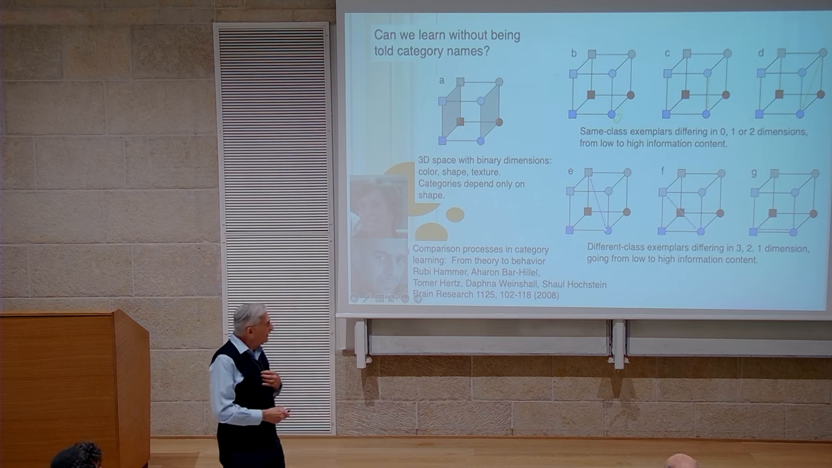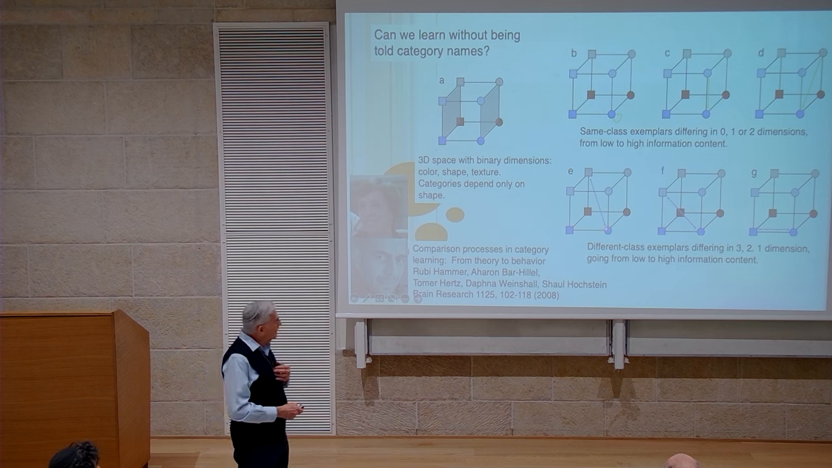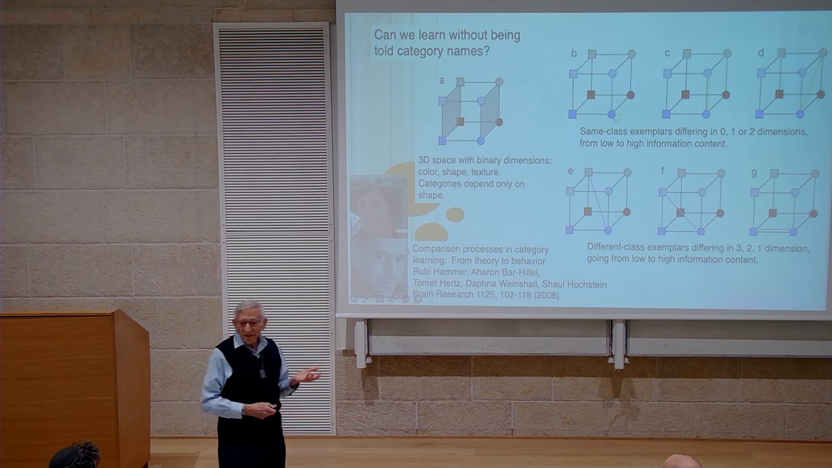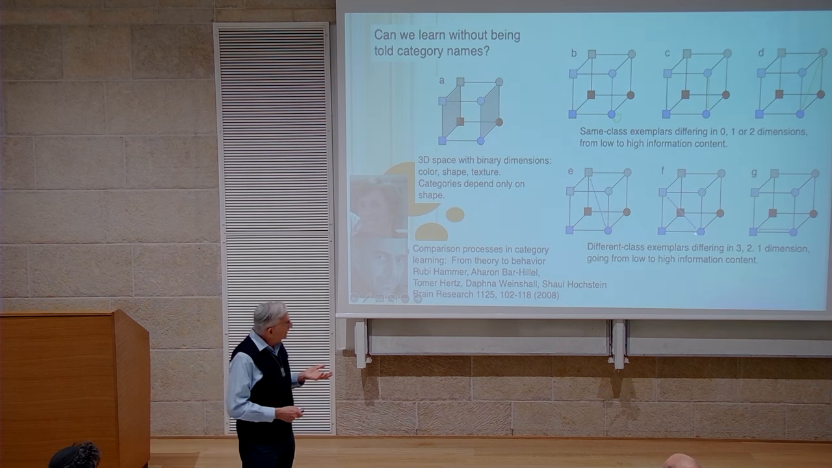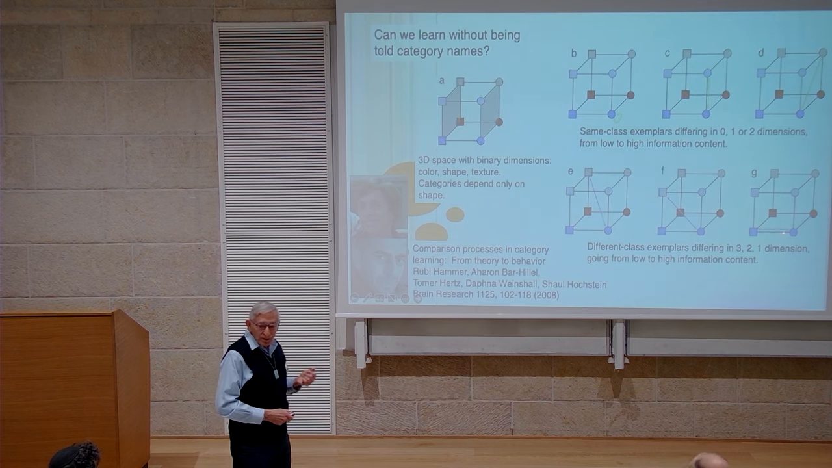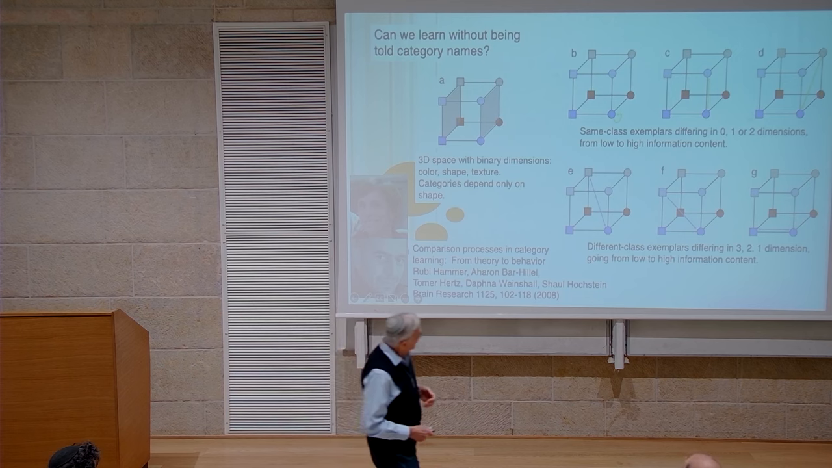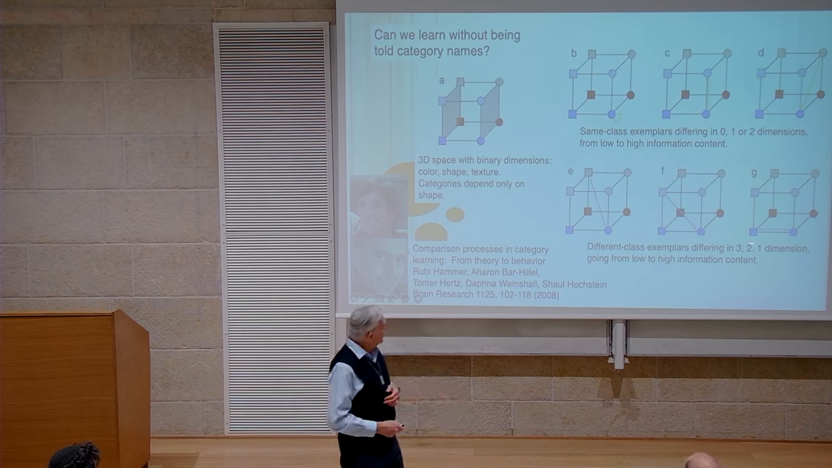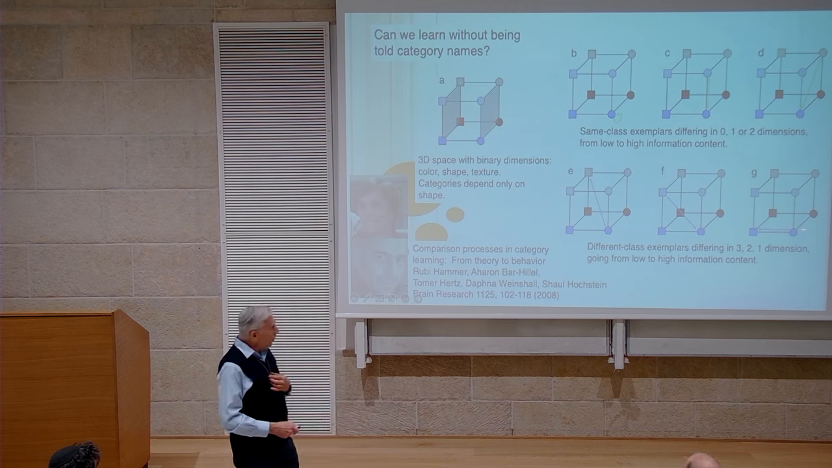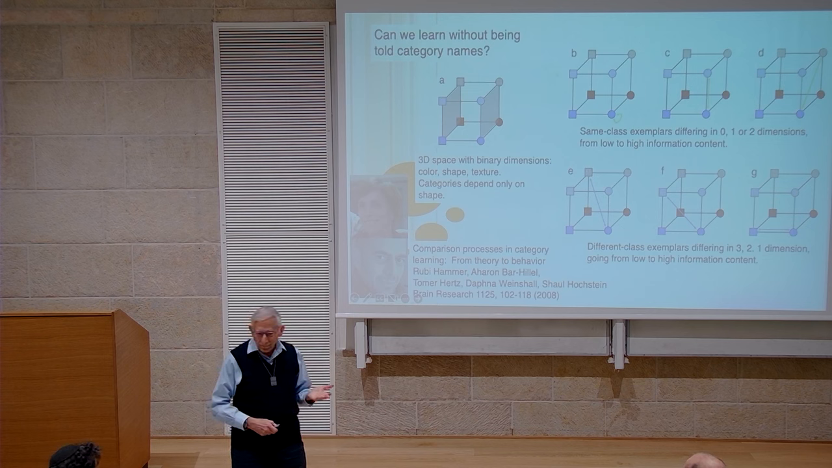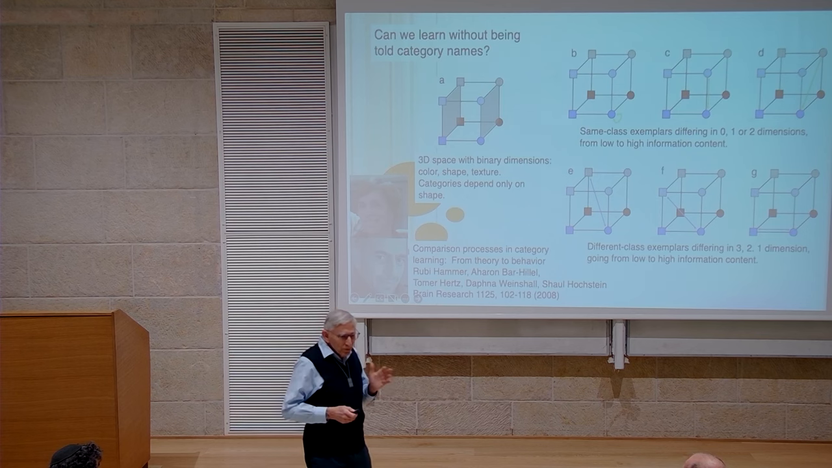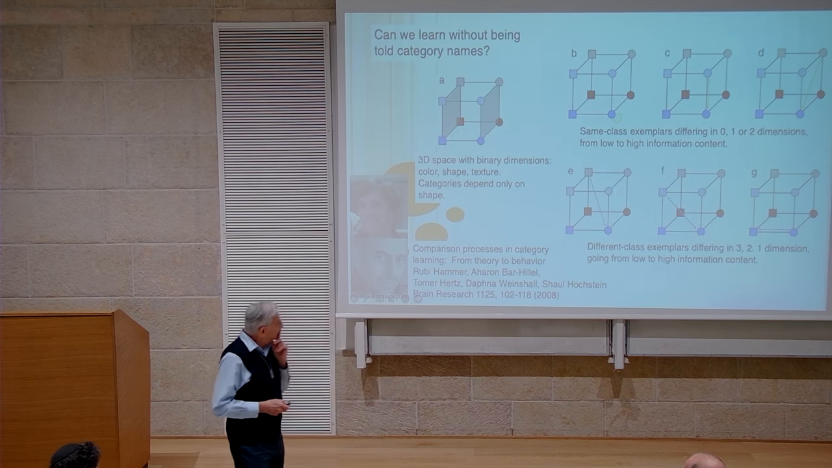Or you can have different class exemplars. You can be told that this is different than that. Well, since they're different in all the dimensions, it doesn't tell you anything. Or you can say that these two are different. Well, they're different even though they're the same texture. Therefore, the texture doesn't count. Or you can say that these two are different, and therefore you know that shape doesn't count. Sorry, I got the wrong one. I didn't see the line right. Yes, these two. Okay, so they're different in only one dimension. Therefore, you know that they're different, and therefore shape counts, and shape is the only one. So you can learn from same or from different, and it depends on the examples given.